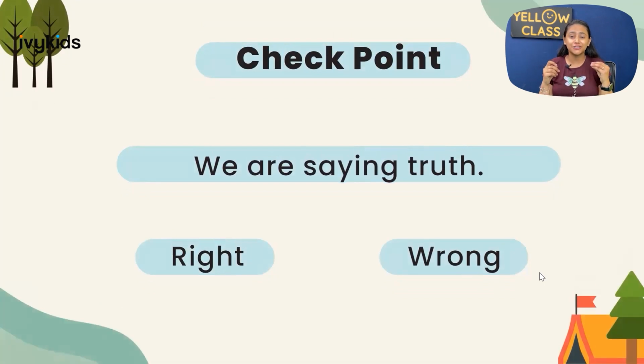We are saying truth. Right or wrong? R or W? Yes. R or W? Right or wrong? It's a big yes. It's a big R. Right sentence. We are saying truth. We are putting are after we. We is a plural subject. So we are going good. Yes. You just need to remember this formation. You need to remember that you need to put ing after the action word.